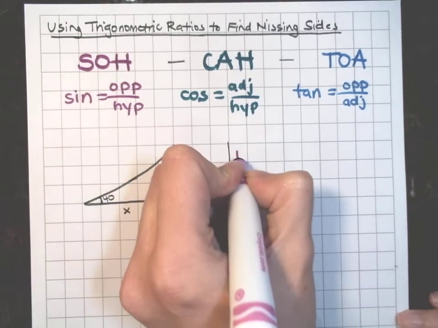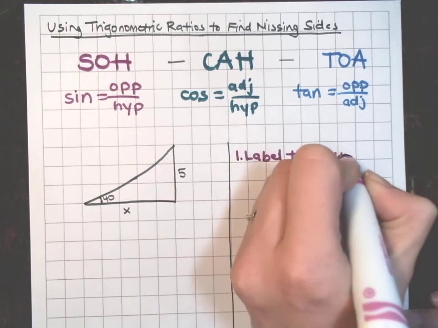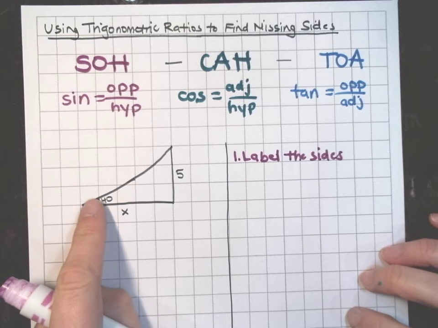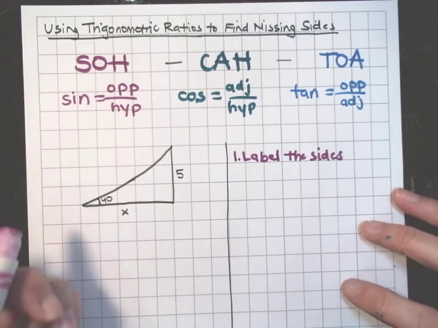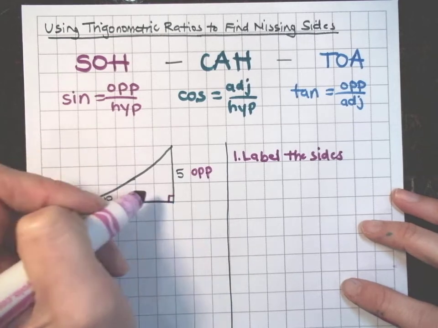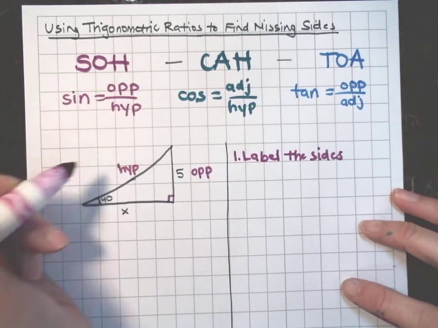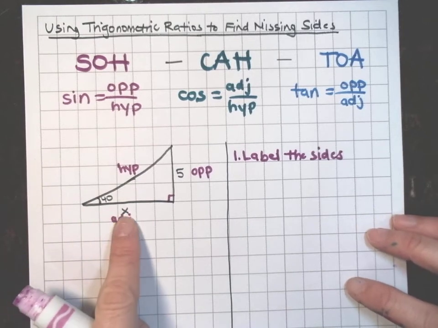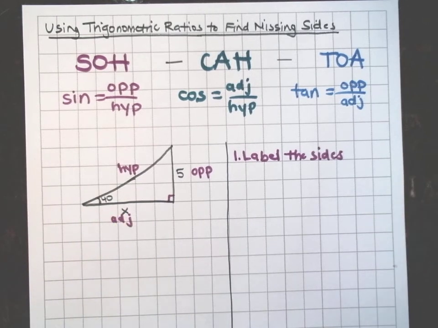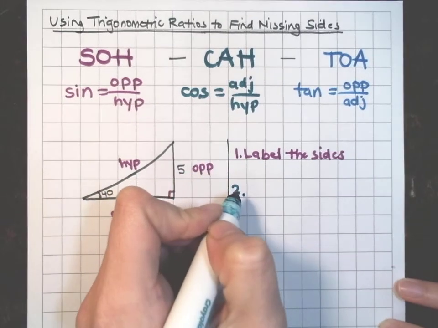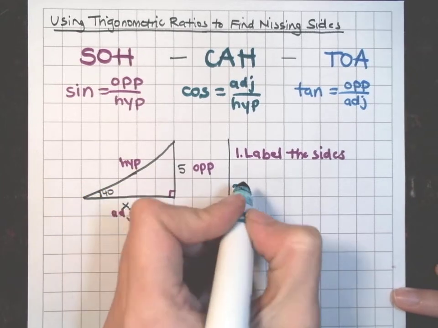So the first thing we need to do is label the sides. Remember they change depending on which angle you're using. So we're using this angle. With regard to this angle, this side would be the opposite. This side would be the hypotenuse. And they want the adjacent side because that's where x is. So then step 2, you need to determine which trig ratio to use.